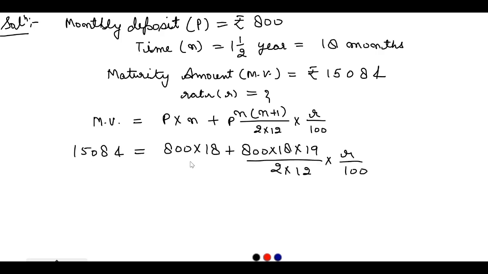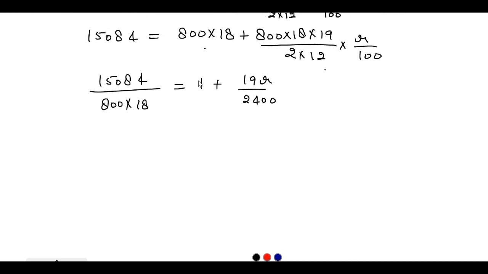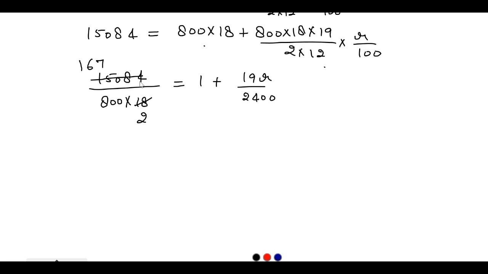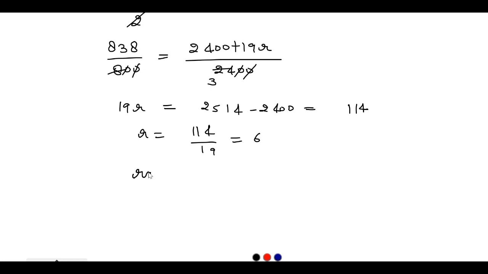18 into 800 is common in these two terms. And this is equal to 1 plus 19 upon 1 plus 19 R upon 2400. R is equal to 114 upon 19, which means 6. Rate of interest is equal to 6% per annum.